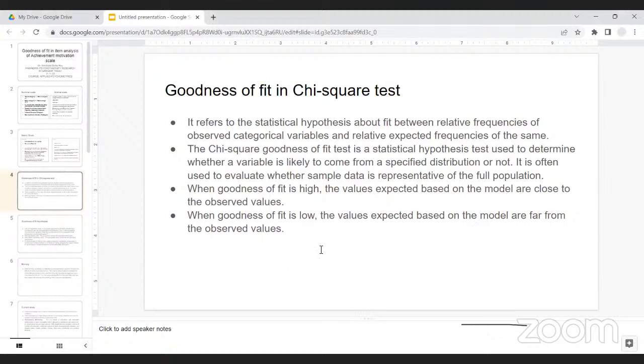So what is chi-square? Can anybody tell me? Sir, goodness of fit and test of independence. It refers to a measure of statistical hypothesis, right? So what is hypothesis? Hypothesis is an assumption, a predetermined assumption. That is called the hypothesis. But when we say statistical hypothesis, what does it mean? It means we are inferring the population based upon the sample distribution.